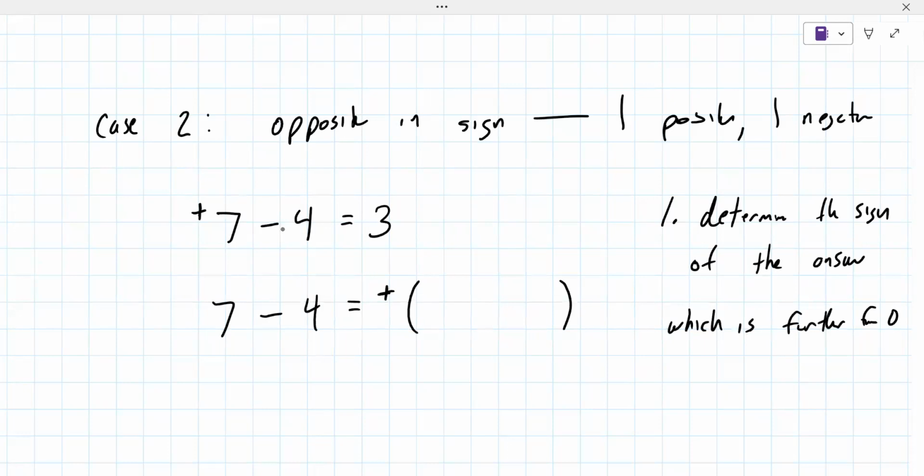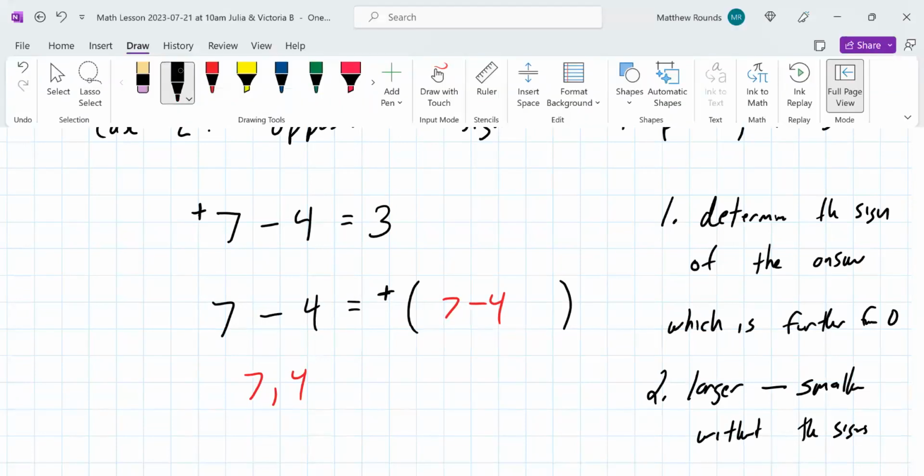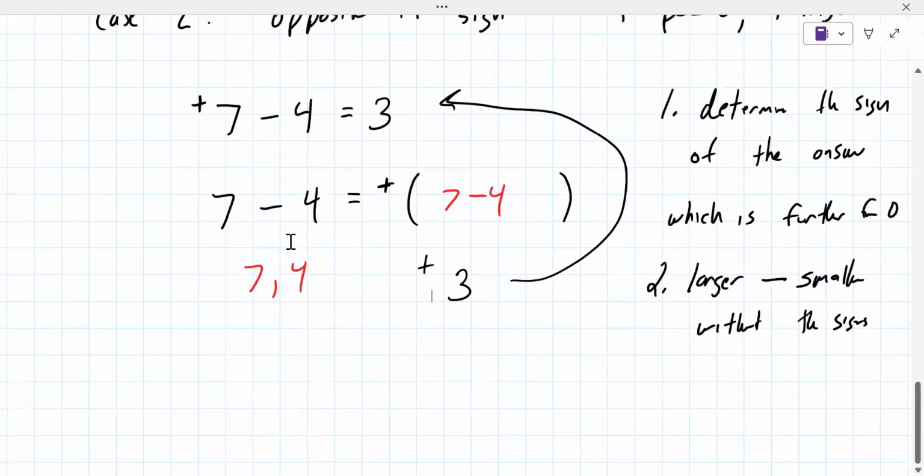Second step is you take the larger and you subtract the smaller without the signs. So you would look at this as 7 and 4, 7 minus 4, which is 3, +3. And we already knew that, but that's the algorithm. You determine the sign by determining which number is further from 0. Then you take the larger and subtract the smaller without the signs. This is the easiest example. It'll make more sense in the next ones.